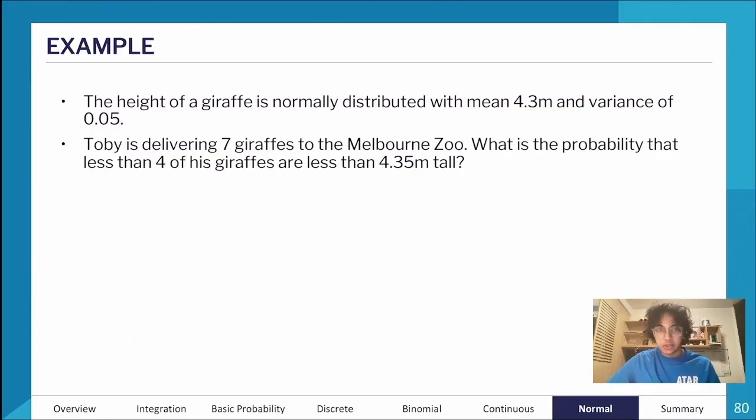Now that's not the entire question, right? We want less than 4 giraffes out of 7. So now we can do a success-failure sort of definition. So now we're applying a binomial distribution to a normal distribution.